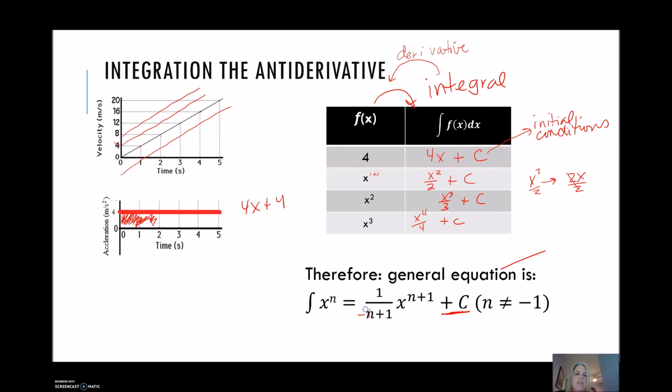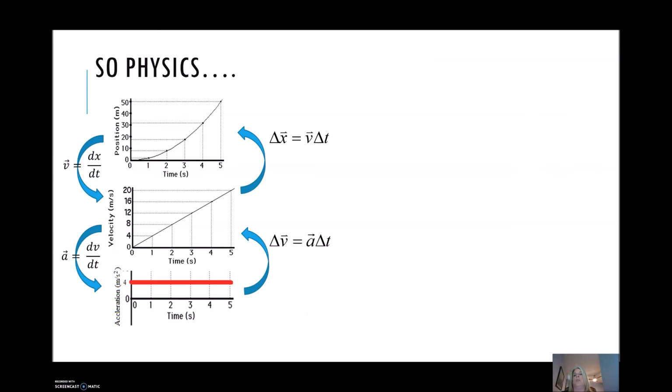Because if this was a -1, this would be 0, and that would be undefined. So n can't equal -1. But that's all an integral is. It's just the opposite of a derivative, and it gives us the area under a curve. So cool. So let's do physics again.